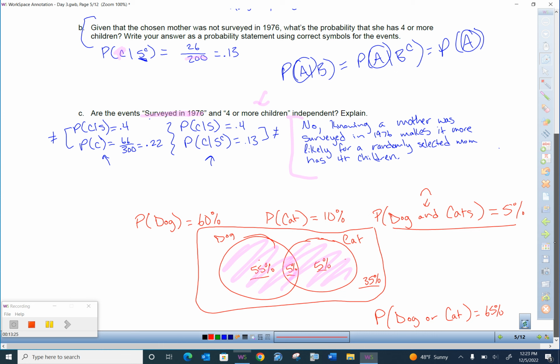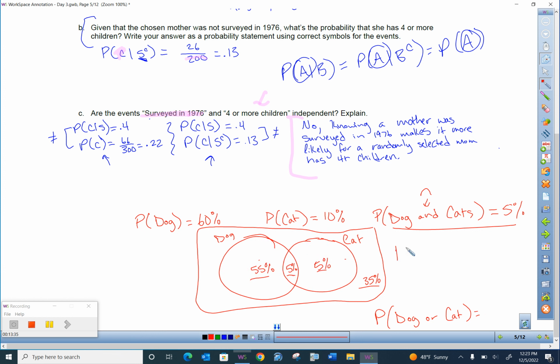We can also do this when complements are involved. So I'm going to go ahead and erase that shading. And now we're going to talk about the probability of maybe dog intersect cat complement. I want you to pause the video and try that one real quick. Draw on your Venn diagram, it will help.